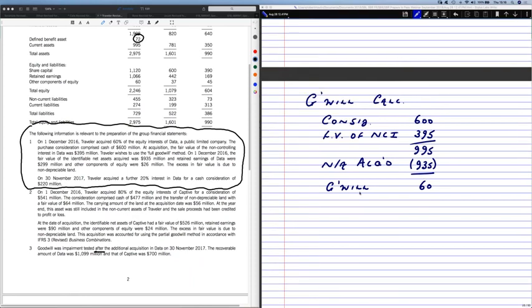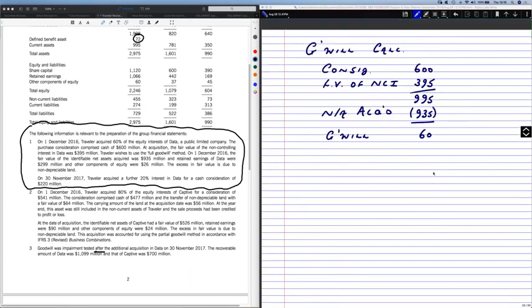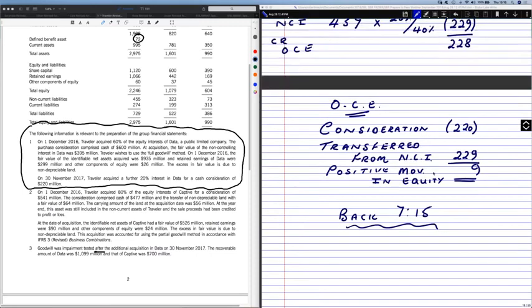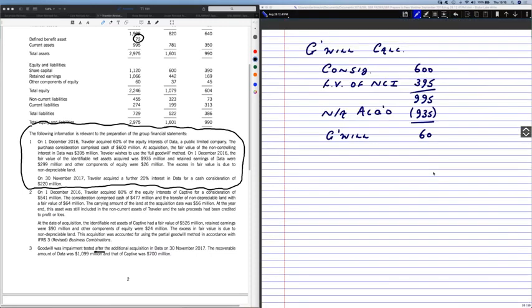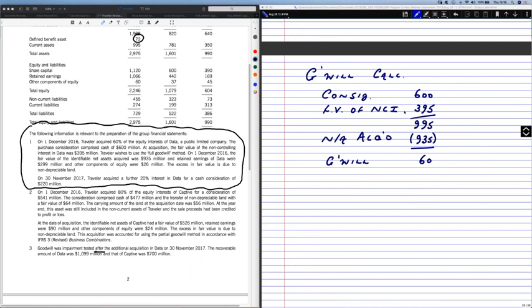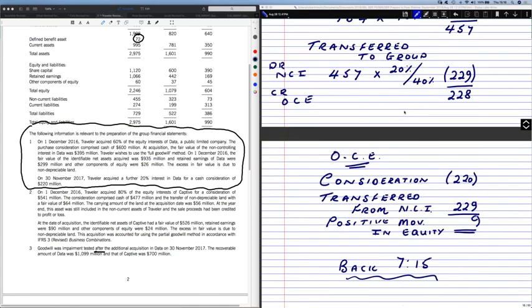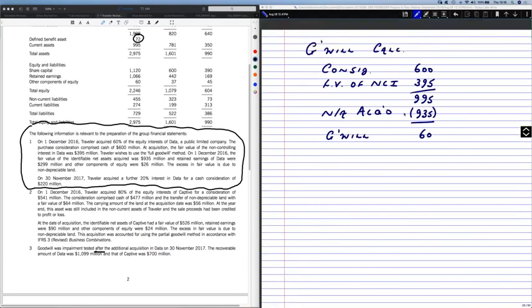So let's go back. I've calculated the goodwill here, but I'll come back to that in a minute. Let me start again. I've got the goodwill calculation in front of us now, and you don't need to worry too much about the figures per se. But based on the figures in the question, we've got consideration of 600 at the point of acquisition. We've got the fair value of the NCI. We've got the net assets that we calculated, and there they are at their 935, of course. And so there's a goodwill figure there of 60.